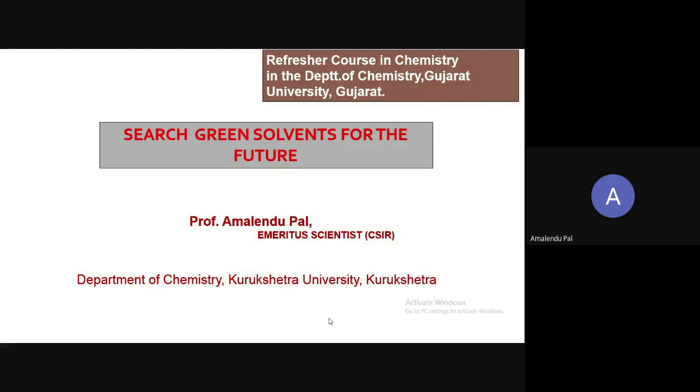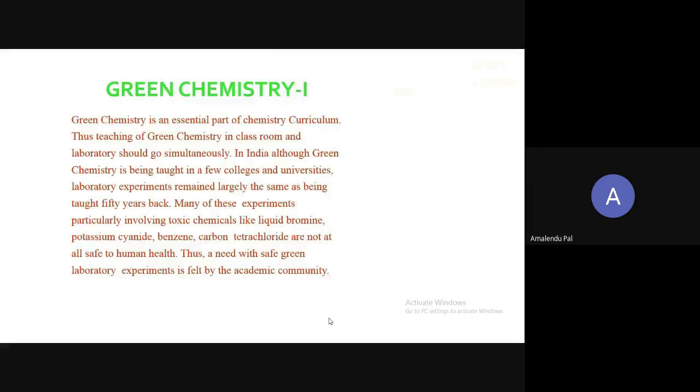That is necessary anyway. So its definition is: if we say that green chemistry is an essential part of the chemistry curriculum, the teaching of green chemistry in the classroom and laboratory should go simultaneously. We have to teach in class, and we have to work in the laboratory in a green way. In India, although green chemistry is being taught in a few colleges and universities, not all colleges, and only some universities, laboratory experiments remain largely the same as being taught 50 years back.